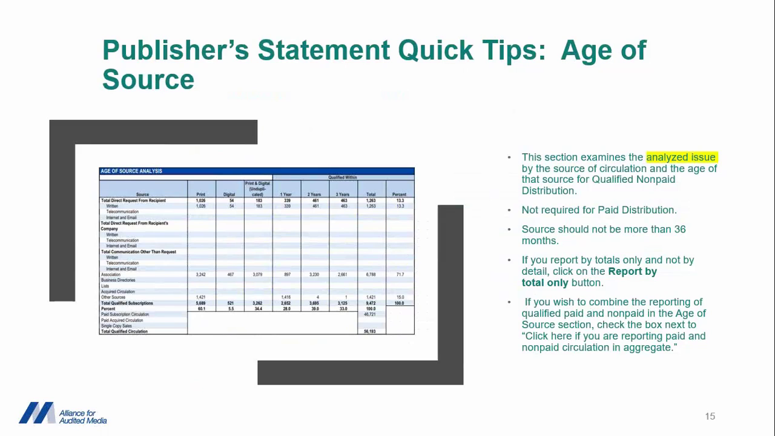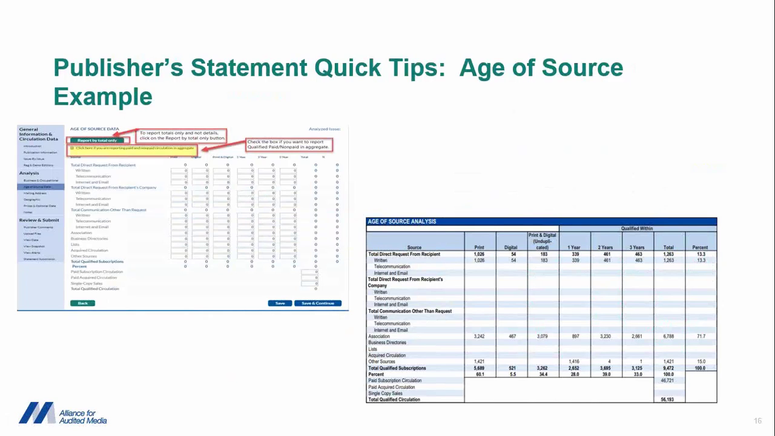We do have some clients that would prefer when they do this age of source, they combine their paid and a qualified non-paid together. You are able to do that. There is a button in the filing tool to combine your totals. So this is an example of what the age of source page is going to look like. And this is what the outcome would look like on the right.